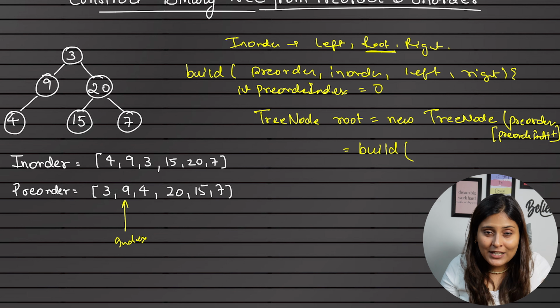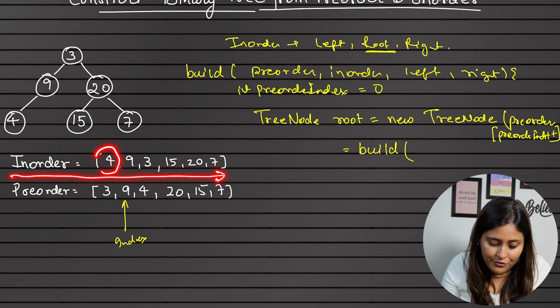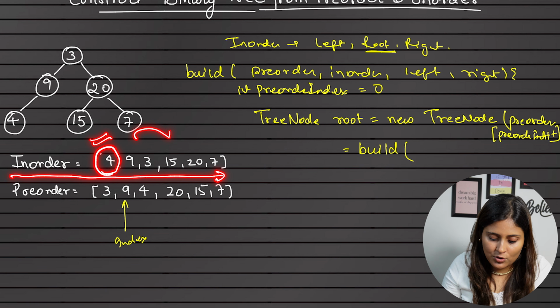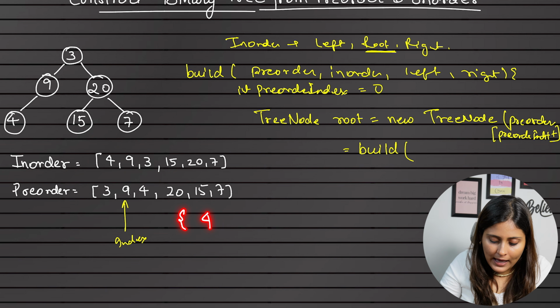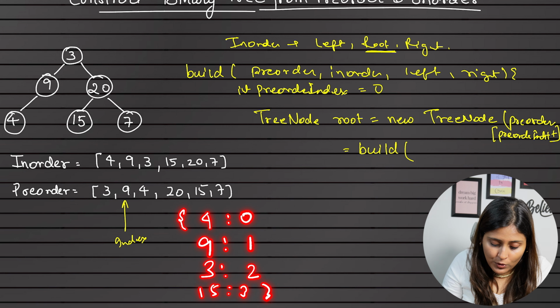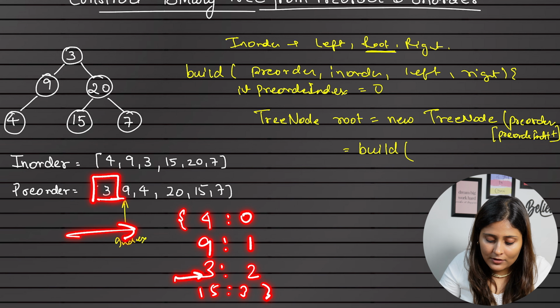Hash map. Yes, so initially we'll move in the in-order list and in the hash map we'll store every node with their index. So this is how we'll store. We will have 4 at index 0, 9 at index 1, 3 at index 2, 15 at index 3 and so on. Okay, now what will happen, we have to get the index for 3, right? So we'll go in the map and we'll just pick key 3, what's your index?